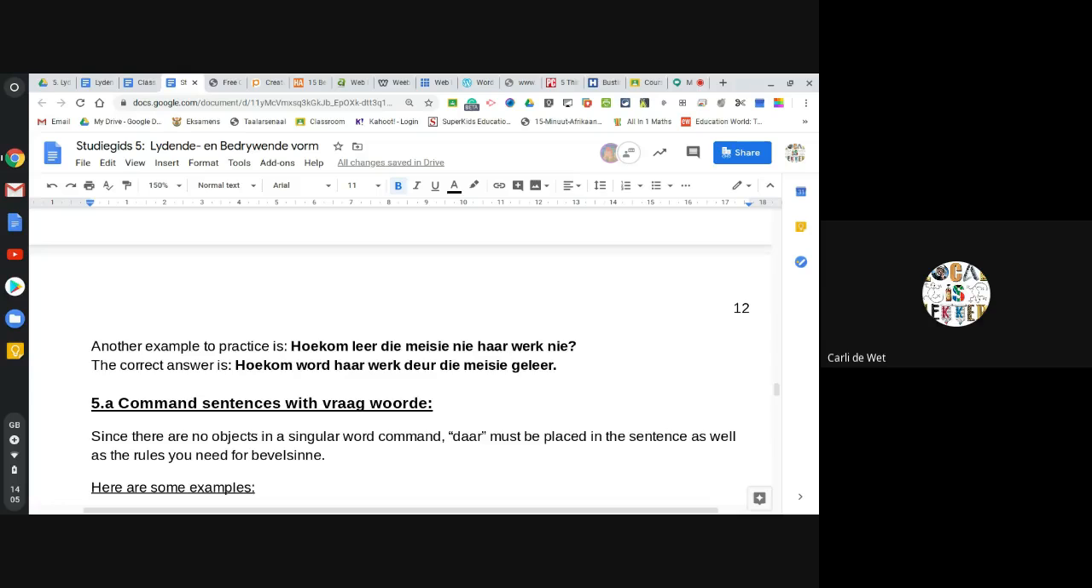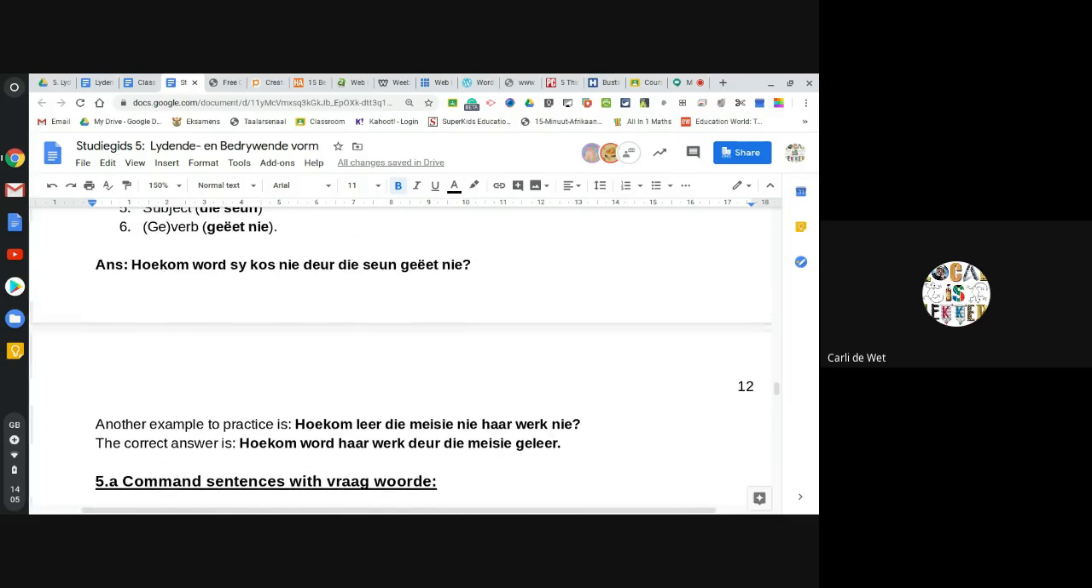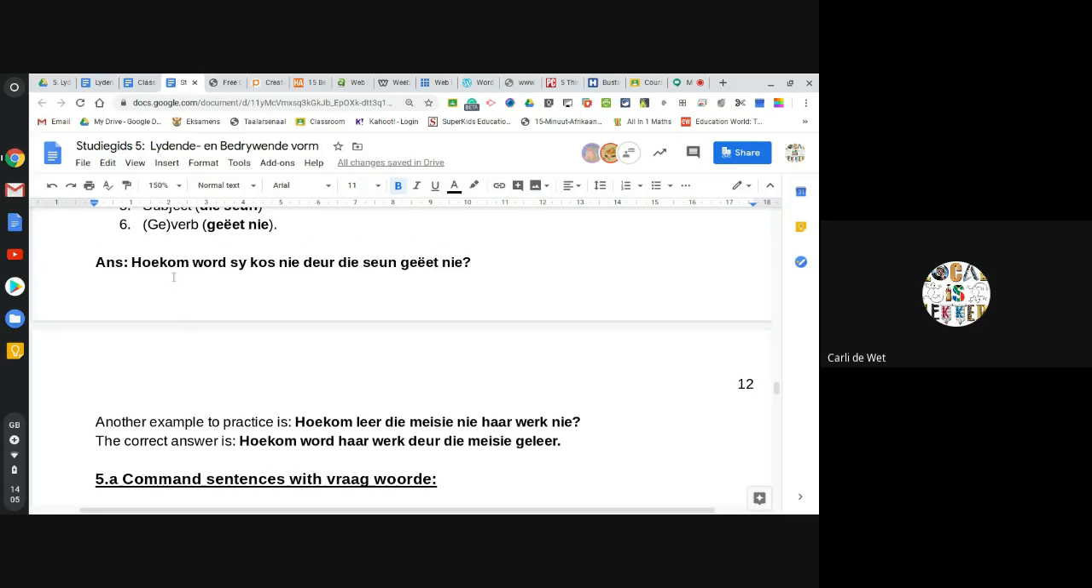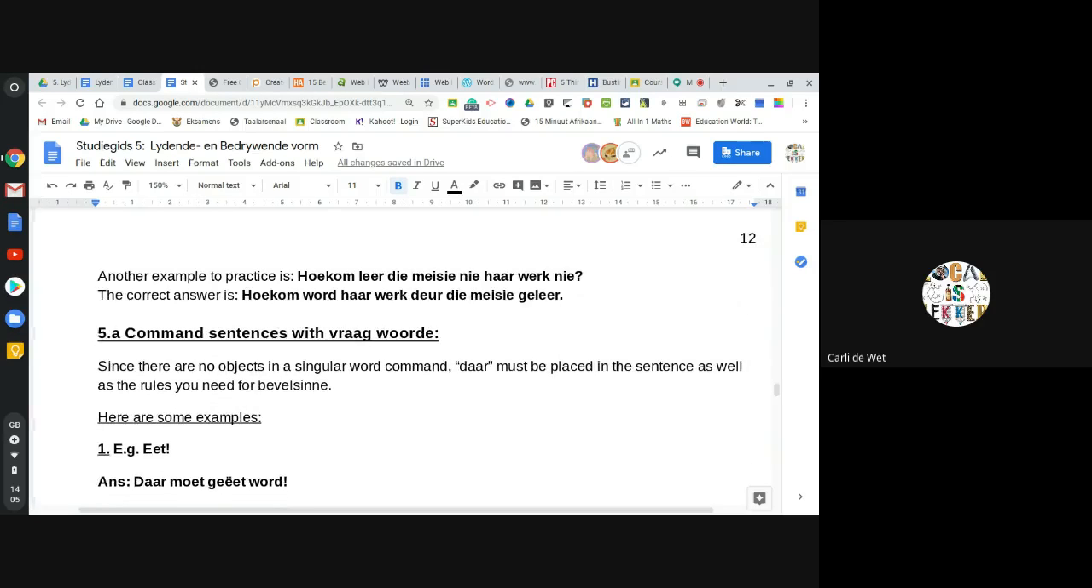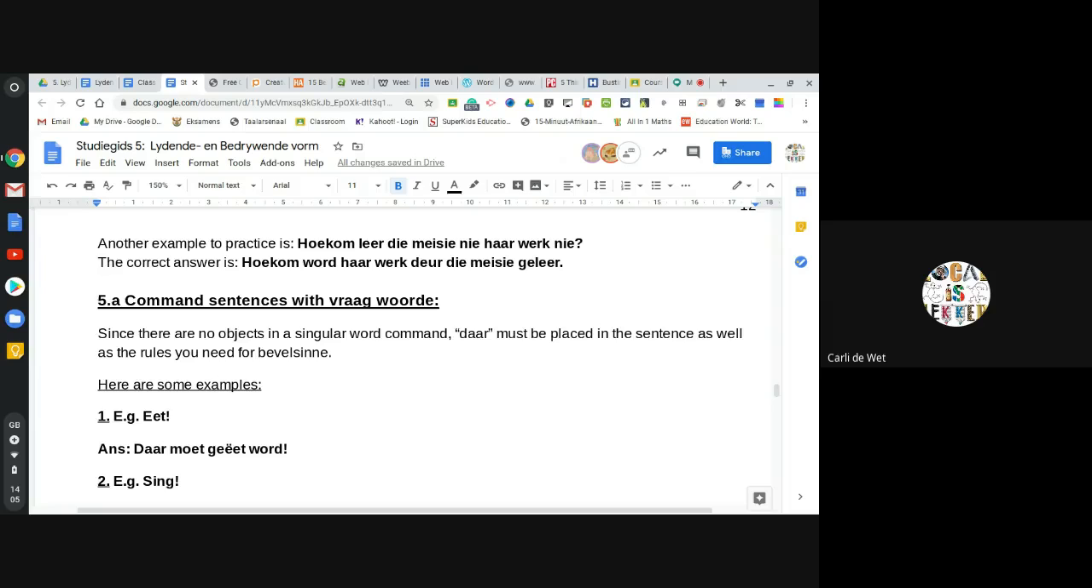Okay. As I said, any other question that's not in the present tense, you are going to keep the first two words and only do the swapping of the object and the subject after that. Okay. Daar's nog 'n voorbeeld. Hoekom leer die meisie nie haar werk nie? Hoekom? And because that's a proper verb, which is leer, I will have to substitute word in there. Hoekom word haar werk deur die meisie geleer? Question mark.